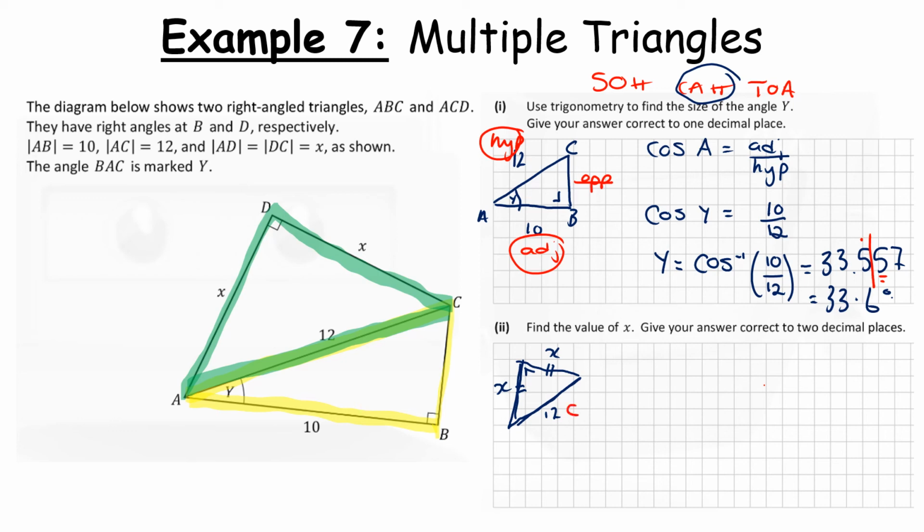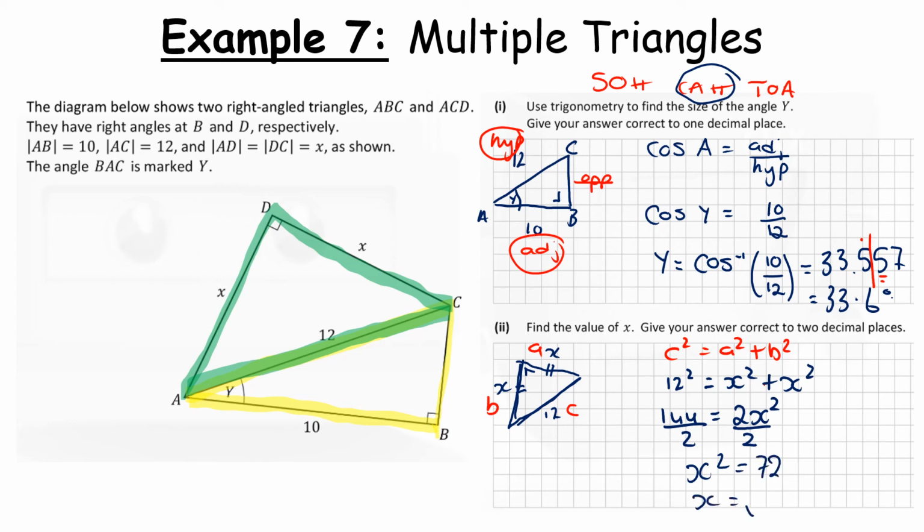So we have c here, a here, and b here. c squared is equal to a squared plus b squared, and filling that in, we get 12 squared is equal to x squared plus x squared. So we get 144 is equal to 2x squared. So then dividing both sides by 2, we get x squared equals 72, and x is equal to the square root of 72.